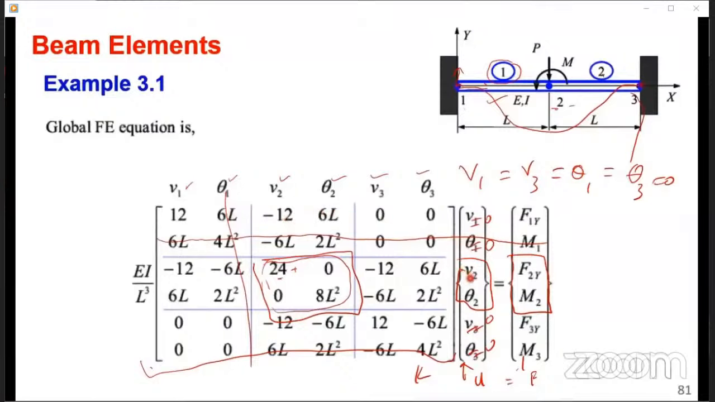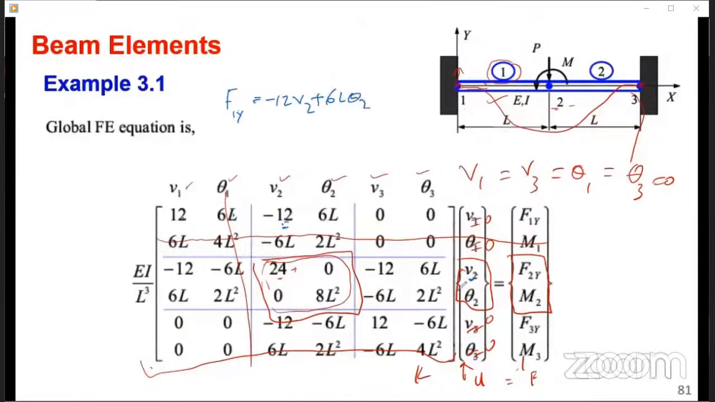So F1y, we can even do it here. F1y, you can quickly see, this is a vertical reaction, is equal to this minus 12 times this, because the others were zero. If you multiply the first one times this, zero. You can only avoid confusion if you already know how to work out matrix multiplication. So this will be minus 12 V2, then plus 6L times theta 2. Then the rest will be zeros.